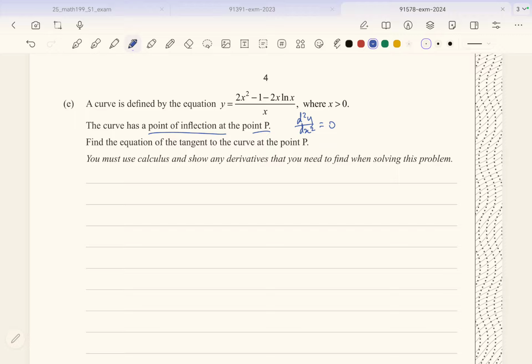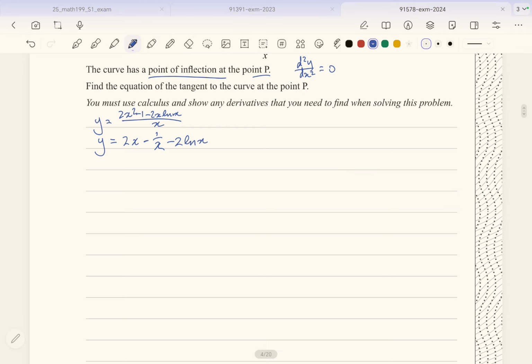Right. So obviously we're trying to find d squared y by dx squared. We have y equals 2x squared minus 1 minus 2x ln x over x. Since x is not 0, we can simplify this down to 2x minus 1 over x minus 2 ln x. Just divide every term by x to simplify our function down.